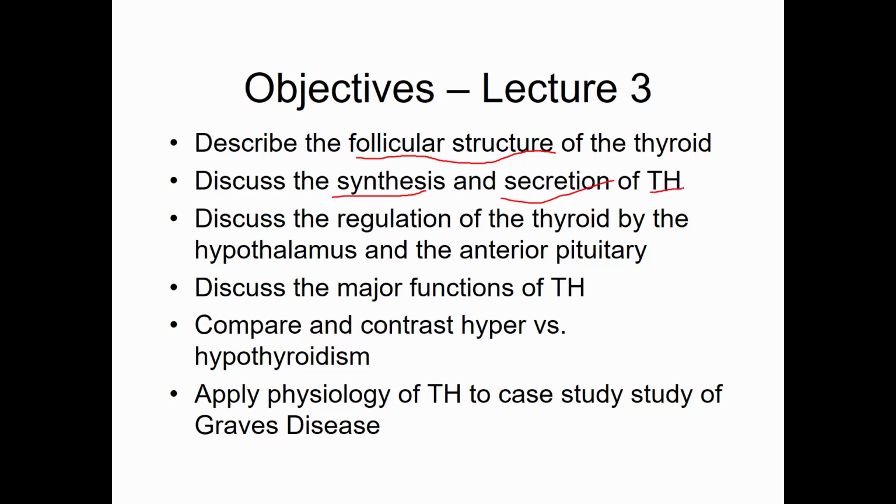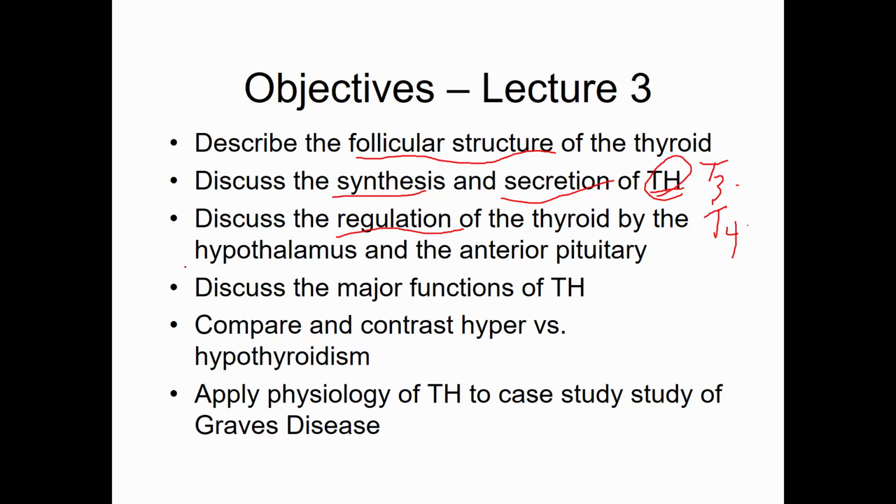Now, when I use TH, I mean thyroid hormone. And there are two types of thyroid hormone. There's T3 and there's T4. So I'll either refer to them individually, and if I say thyroid hormone, then I'm talking about both of them. All right, so we're going to talk about the structure of the gland, how it makes and secretes thyroid hormone, and how that is regulated.